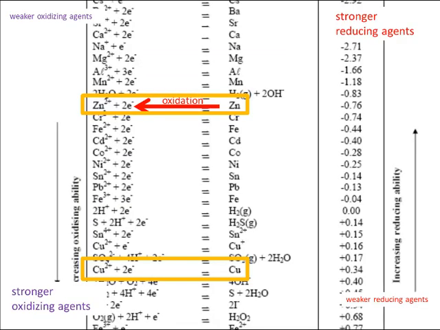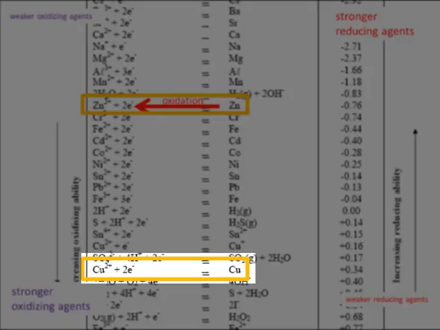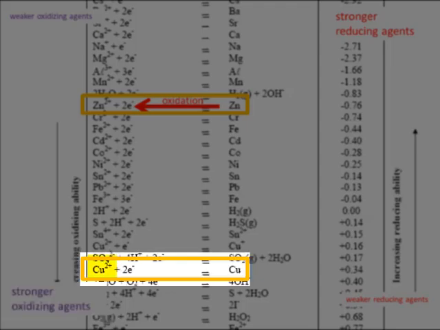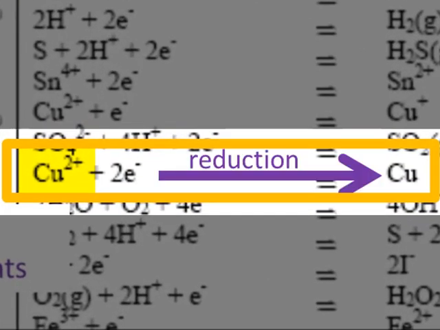Alright, let's continue then with copper. So we've seen that the lower down to the left on this table, the stronger the oxidizing agent. Copper ions are the lowest down to the left of those present in this particular cell. So that's going to be the oxidizing agent. The oxidizing agent is reduced, and so copper ions are going to be reduced to copper atoms.